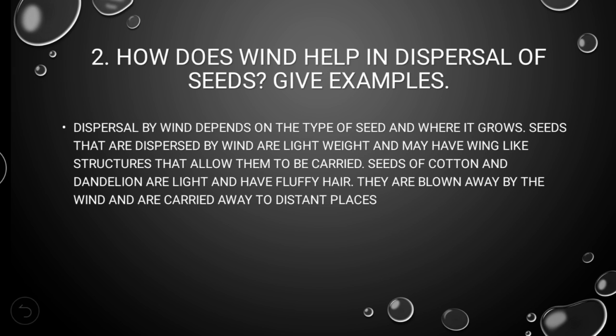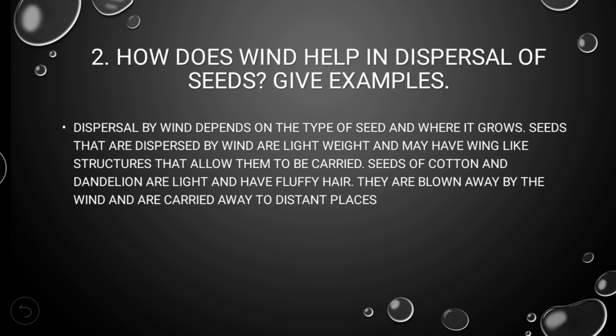Dispersal by wind depends on the type of seed and where it grows. Seeds that are dispersed by wind are lightweight and may have wing-like structures that allow them to be carried. Seeds of cotton and dandelion are light and have fluffy hair. They are blown away by the wind and are carried away to distant places.